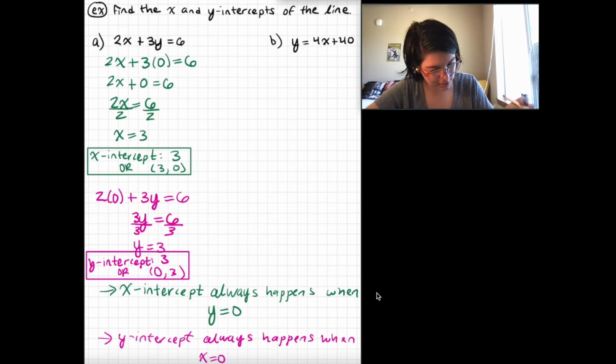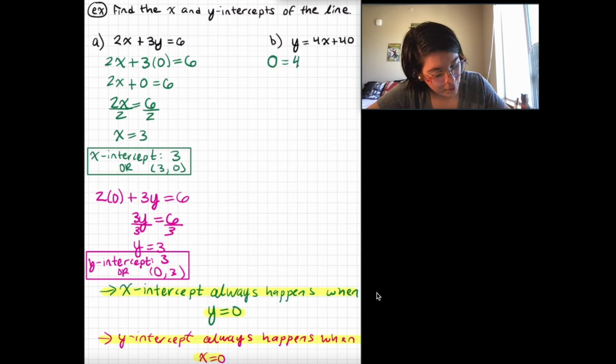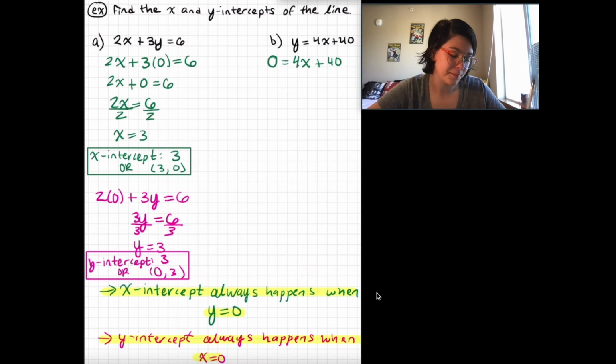All right, so using this general rule that we just figured out, go ahead and try to do part B on your own. So to find our x-intercept, we have to plug in 0 for y. So we'll plug in 0 on the left side of the equation. It's equal to 4x, since we're trying to figure out what our x-intercept is, we'll leave x on its own, plus 40. Now we need to solve for x.